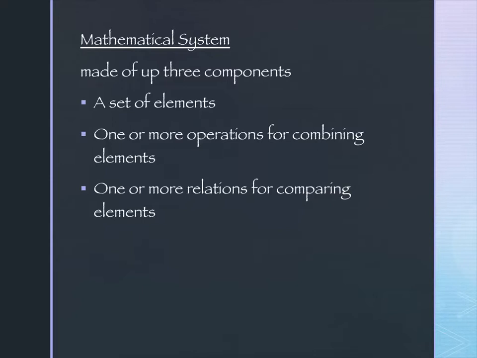A set of elements, right? So our elements are the digits 0 through 9. One or more operations for combining elements. So we have lots of things to combine elements. We have addition, subtraction, multiplication, division, as well as some other things that can operate on individual elements. And then one or more relations for comparing elements. So things like less than and greater than, equal to, not equal to, that stuff.